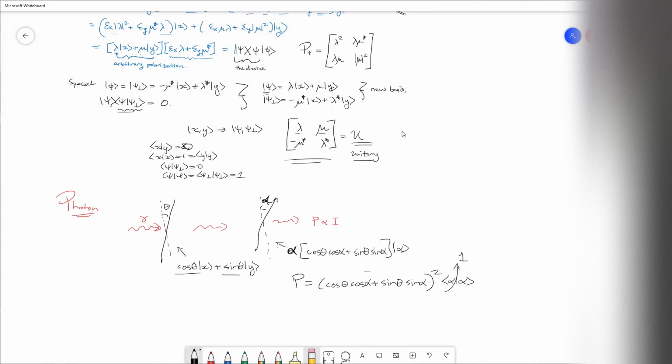What is the probability of here? This is the probability of sending in a photon that it comes out polarized by alpha. Sorry? I know it's the probability that it comes out, but is it the probability that it comes out polarized a certain way? Yes, polarized along alpha, yeah. Right, okay.